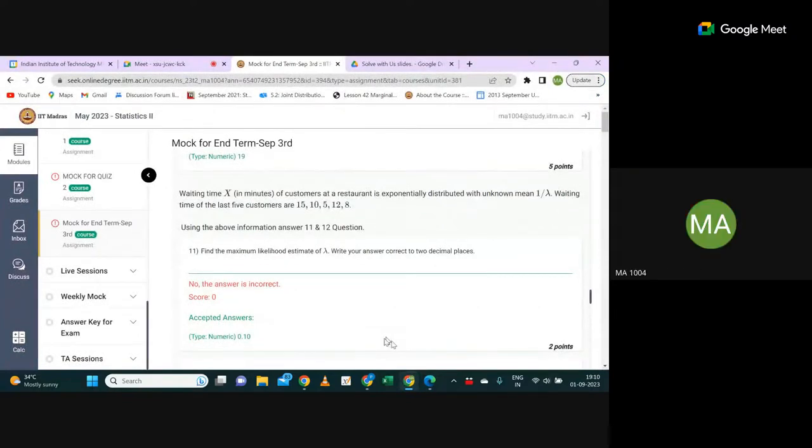Yes, sir. The next question says the waiting time in minutes of customers at a restaurant is exponentially distributed with unknown mean 1 by lambda. If the mean is 1 by lambda, then the parameter itself is lambda, right? Because for the exponential distribution, the expected value is 1 by lambda. The waiting times for the last 5 customers are these sample values: 15, 10, 5, 12, and 8.